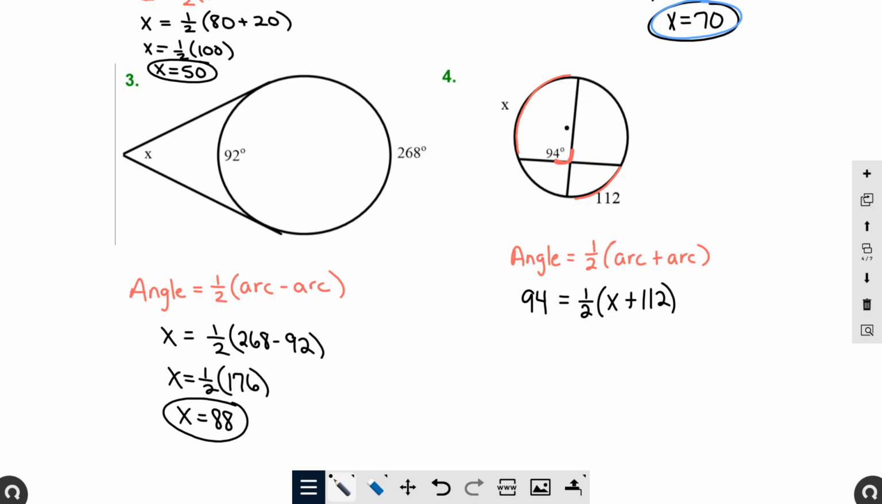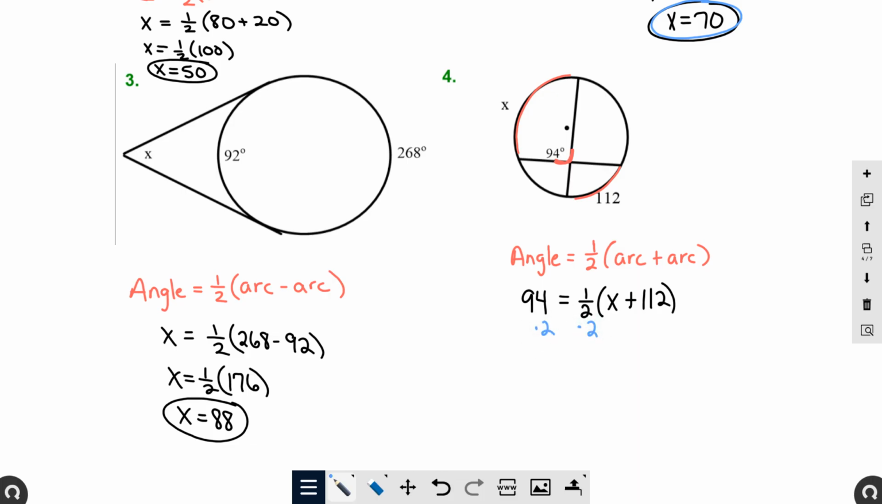So don't get in the habit of just saying X equals. Sometimes that X might be an arc, so it needs to be inside the parenthesis. What would we do to solve this problem? You could distribute that 1/2, but if you distribute it to 112, don't forget to distribute it to X. What else could we do? Could we do something with the 1/2 and get rid of it first? Multiply by 2. That's how I like to start these problems.